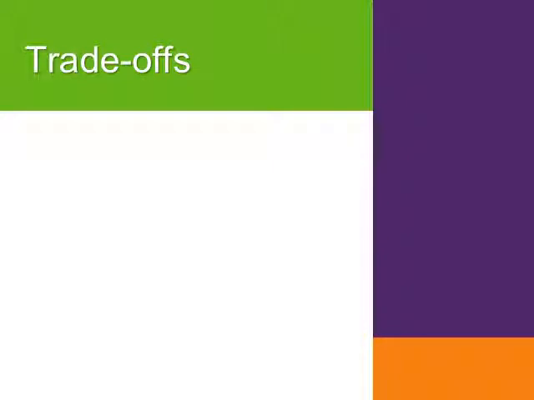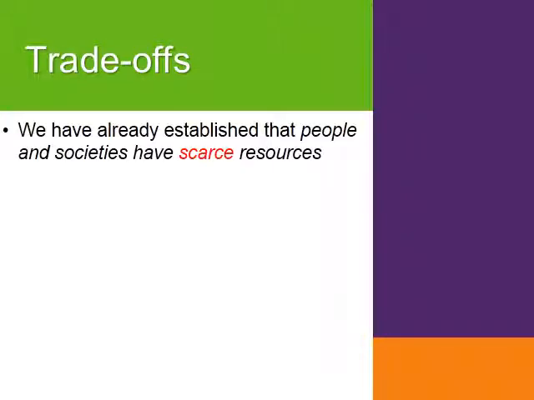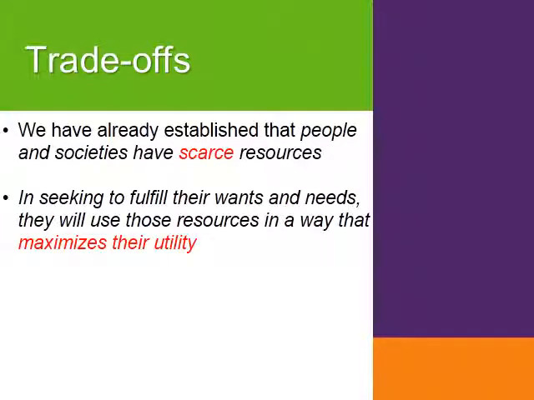In Module 1, we established that people and societies have scarce resources. In seeking to fulfill their wants and needs, all people will use those scarce resources in a way that maximizes their utility. Utility is a word we will come across often in economics. Utility is sort of like happiness or usefulness or satisfaction in economic speak. It is a consideration of what will better our situation. For example, we don't like paying taxes, but it is preferable to sitting in jail.